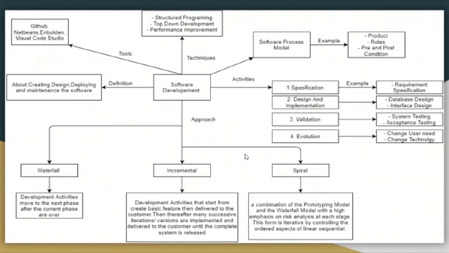Finally, spiral approaches, a combination of the prototyping model and the waterfall model with a high emphasis on risk analysis at each stage. This form is iterative, controlling the ordered aspects of linear sequential, which means prototyping continues until high risk areas are resolved and mitigated to an acceptable level. During each iteration or loop, the system is explored at great depth and more detail is added.